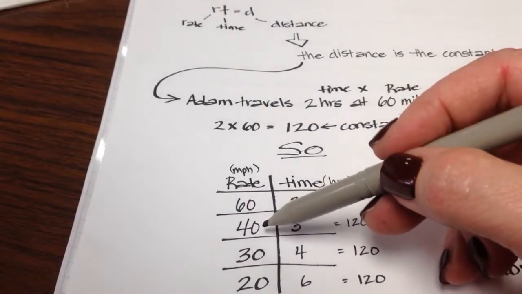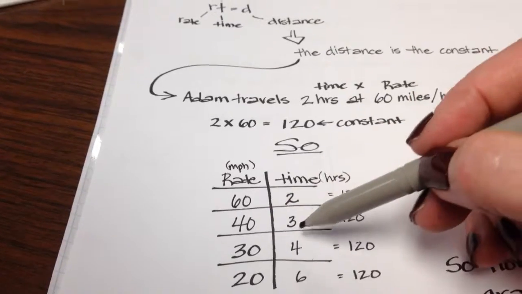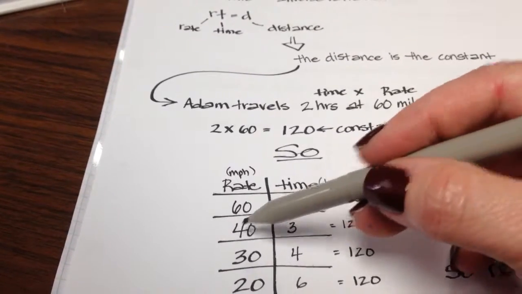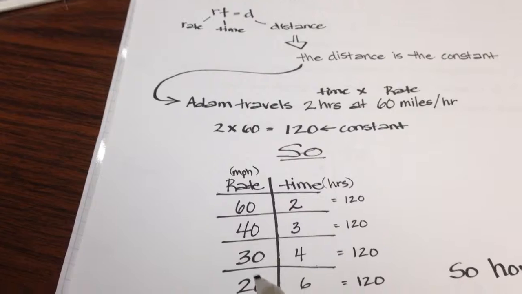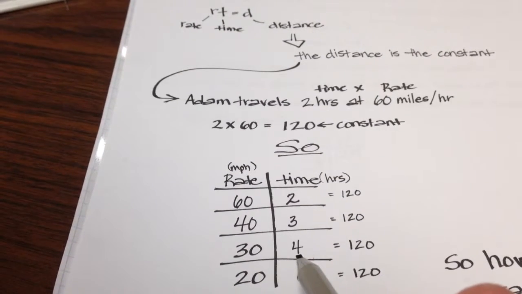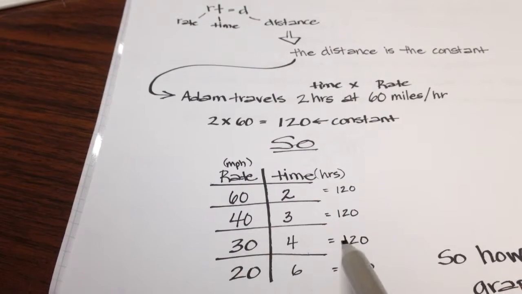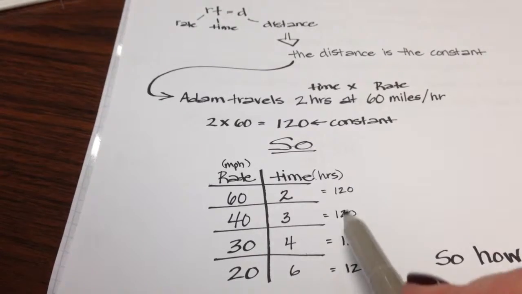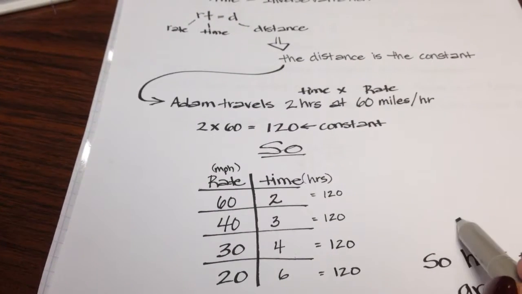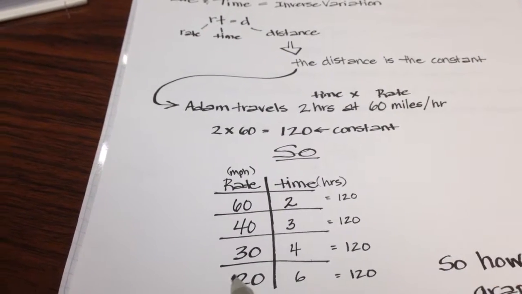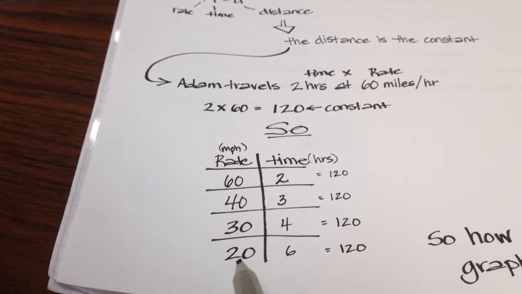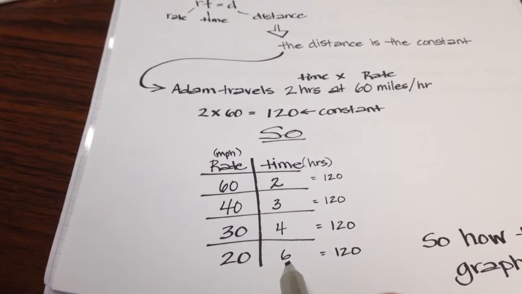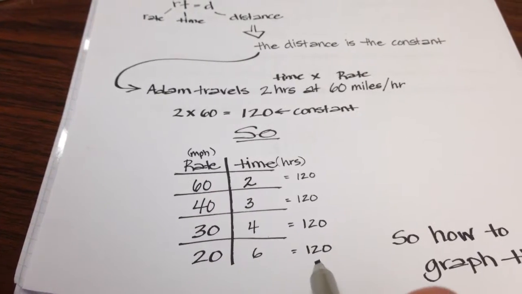What if I then went 40 miles an hour? How long would it take me? It would take me 3 hours, because 3 times 40 is 120. What if I only went 30 miles an hour? Then it would take me 4 hours, because 4 times 30 is 120. Remember, my miles aren't changing. I need to go from point A to point B. That's not changing. What if I only went 20 miles an hour? It would take me 6 hours, because 6 times 20 is 120.